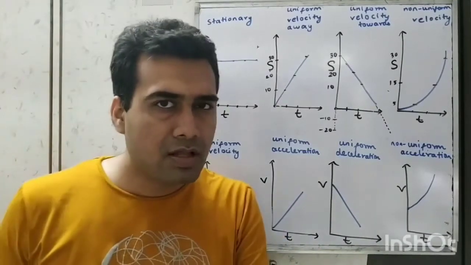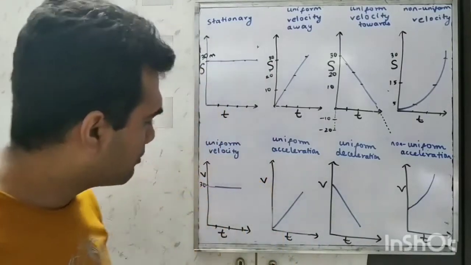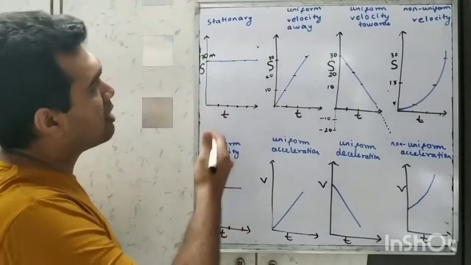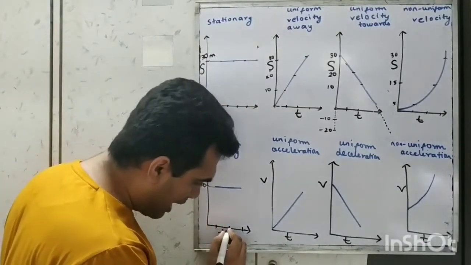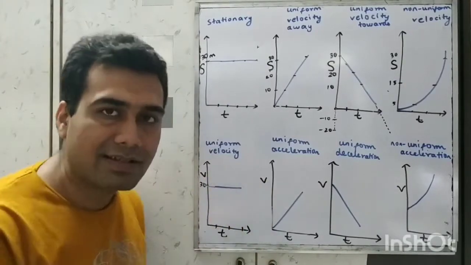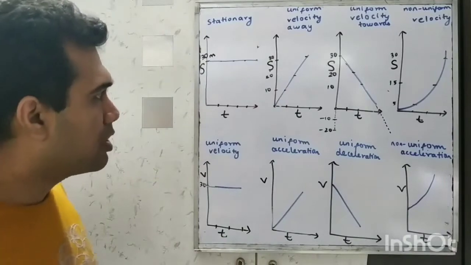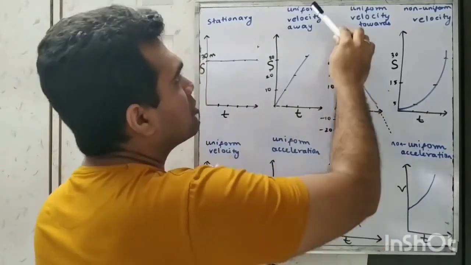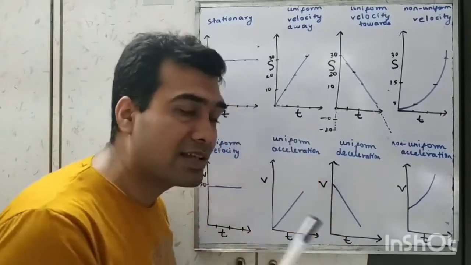So be very careful about whether it is a VT graph or an ST graph. If I were to draw a VT graph for a stationary object, then it would simply be a horizontal line overlapping with the x-axis, because velocity will be 0. So the graph would look empty if I were to draw a VT graph for a stationary object. Now here a positive slope straight line means uniform velocity. But here a positive slope means uniform acceleration.